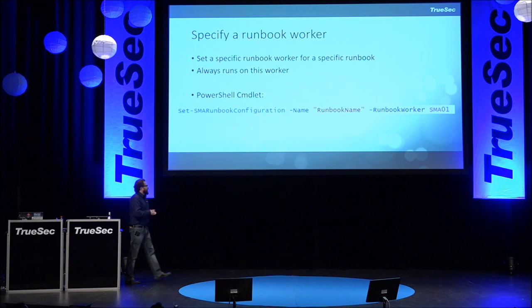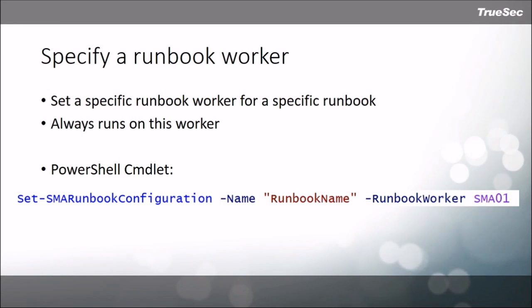Another new feature, the last one I'll show here, is that you can now specify a specific Runbook Worker for a specific runbook. I'm not sure that this feature is actually complete yet, but what you can do is run this PowerShell command, Set-SMARunbookConfiguration, name the actual runbook, and then name which worker you want this runbook to run on. So you can designate specific runbooks to run on a DMZ worker, for instance, or in a specific department, a specific part of your network.